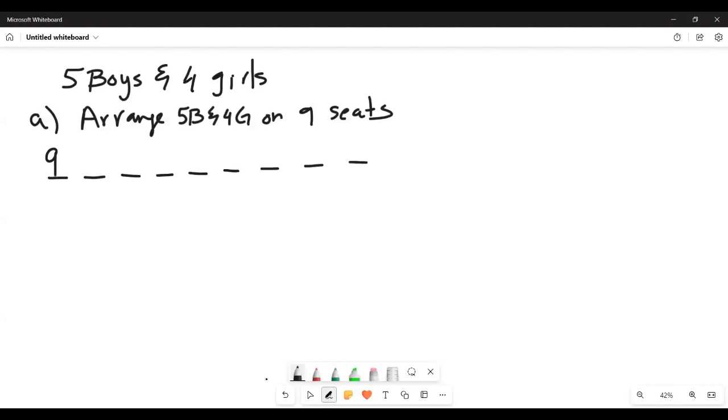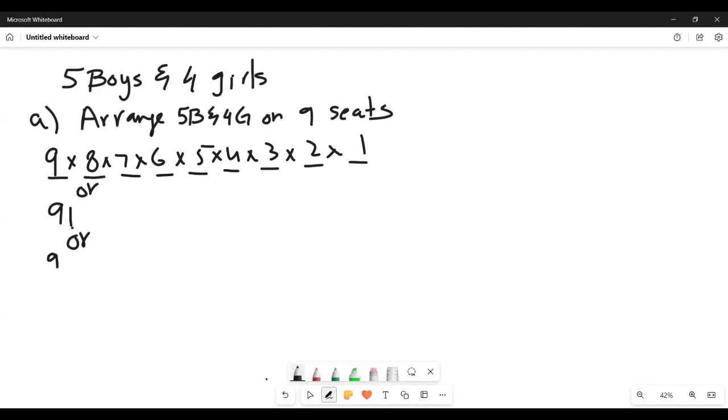So there are 9 options that can fit in the first seat, times 8, 7, 6, 5, 4, 3, 2, 1. That's one way of doing this. Or 9 factorial, or 9P9, which is also 9 factorial.